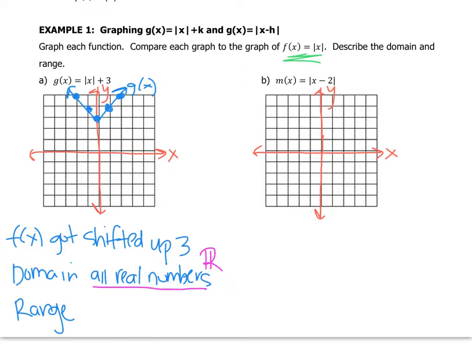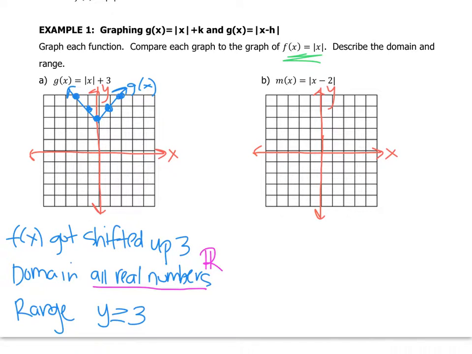So the range is actually restricted to where the y has to be greater than or equal to 3. The only spot where you see y values are where your y value is 3 or larger. There's no spots where the y value is less than 3.